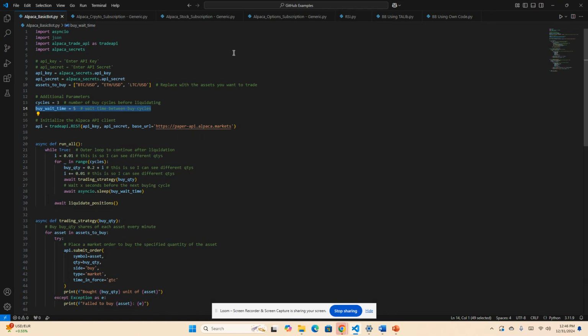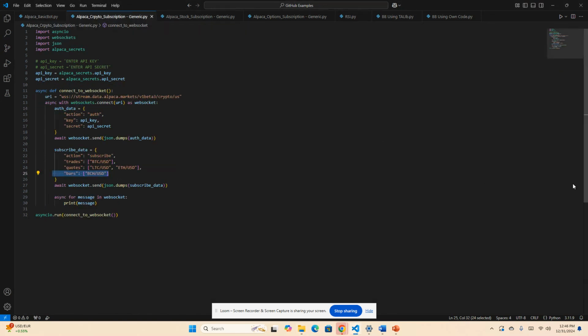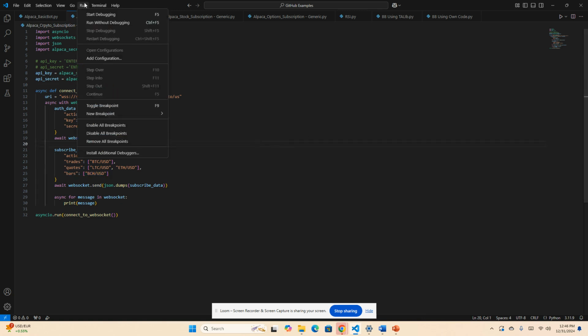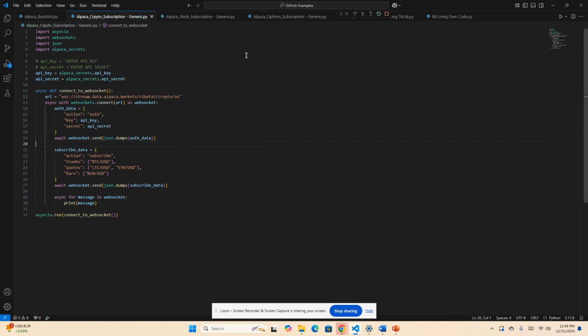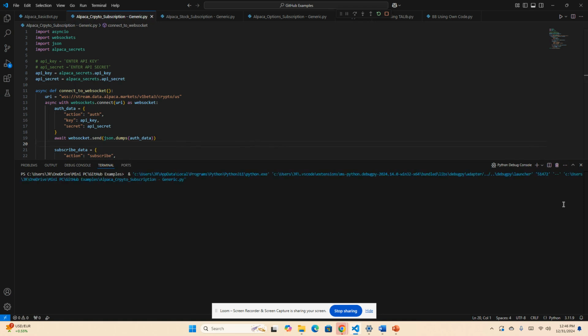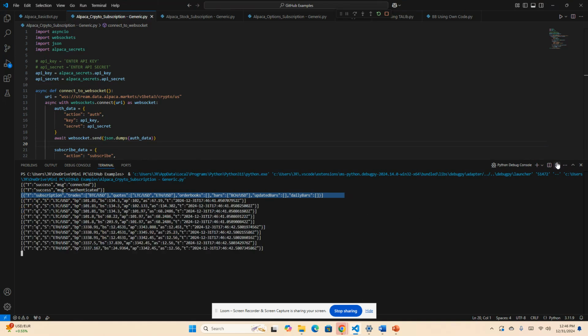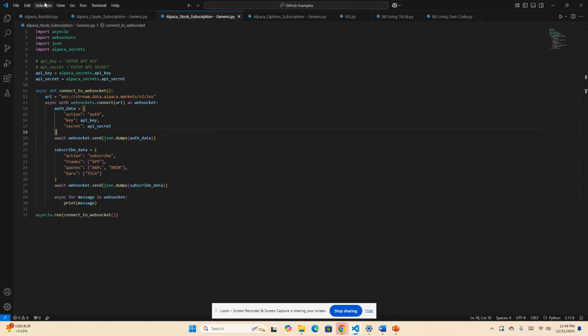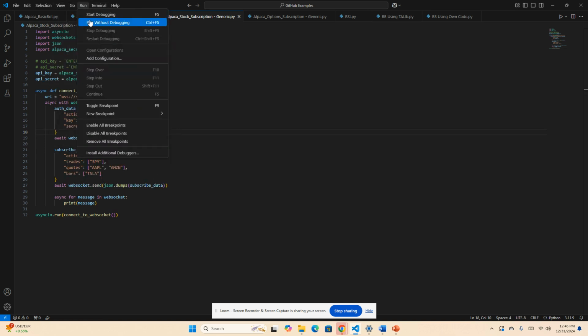Then the next three examples are just examples of how to subscribe to different assets. So first we have cryptocurrencies, and what you can see is here's the subscription, and then the bars will start, or the quotes will start coming through. So that's that one. Then we have the same thing, but for stocks.